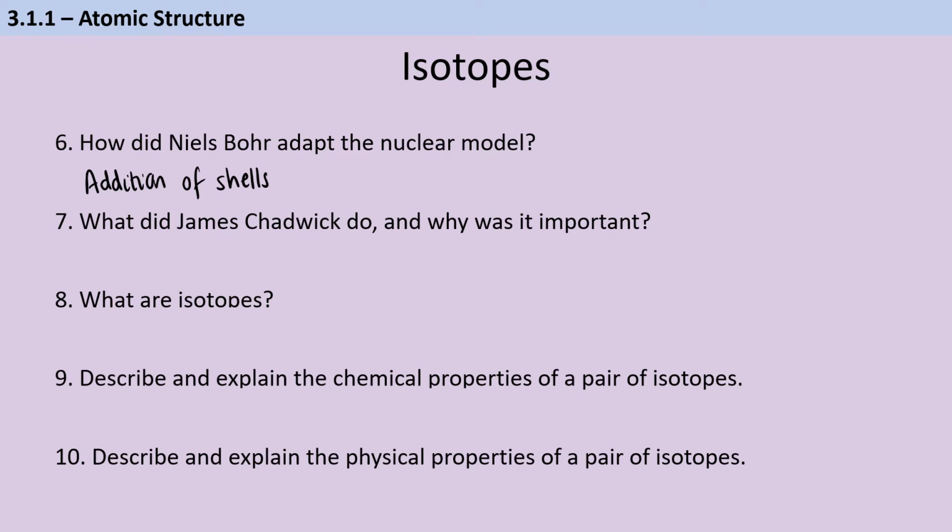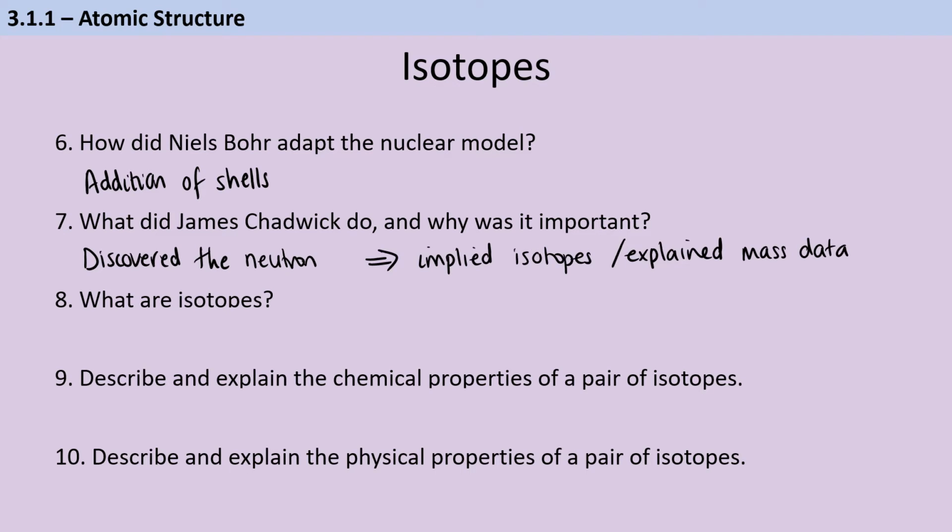Then in 1932, James Chadwick discovered the neutron, and this was important because it implied the existence of isotopes, and that allowed us to explain mass data. So for instance, why is the relative atomic mass of chlorine 35.5? Oh, it's because there are two very commonly occurring isotopes. Isotopes are atoms that have the same number of protons, so they're intrinsically the same element because that's how we define an element based on its number of protons, but they have different numbers of neutrons.